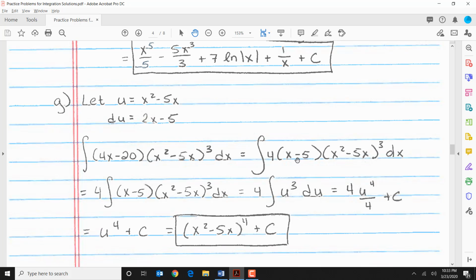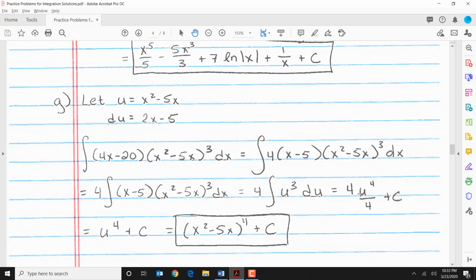Then this 2x minus 5 dx would be equal to my du. This would be u to the 3rd power. I've got that constant of 4 I pulled out. So then I have 4 times the integral of u cubed du.